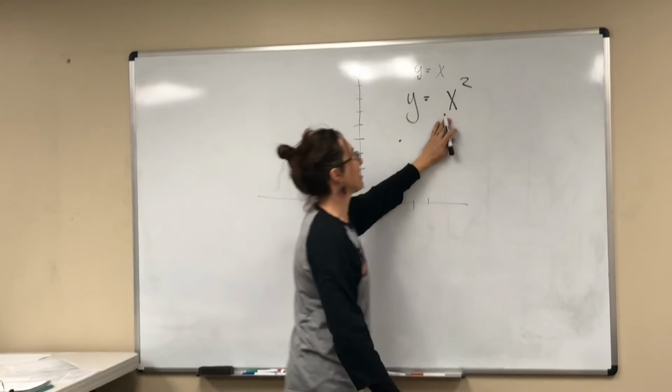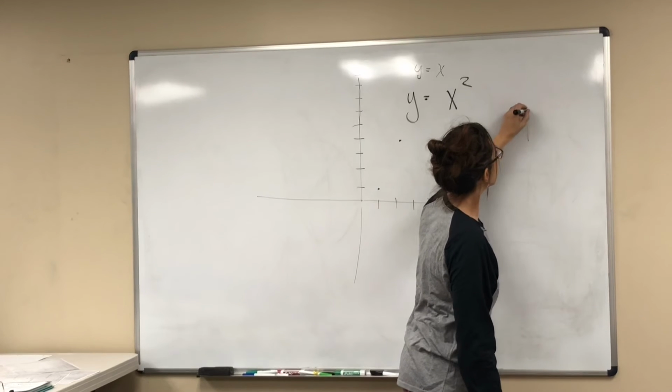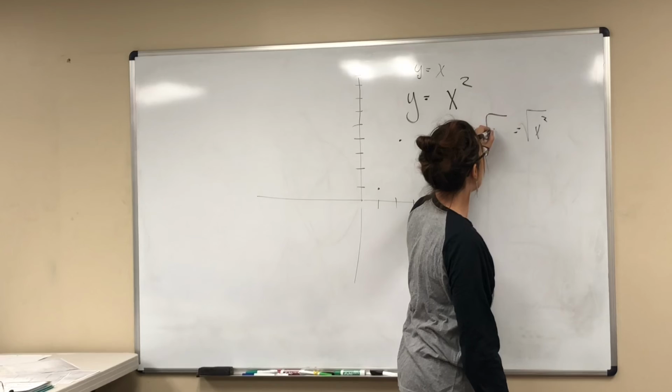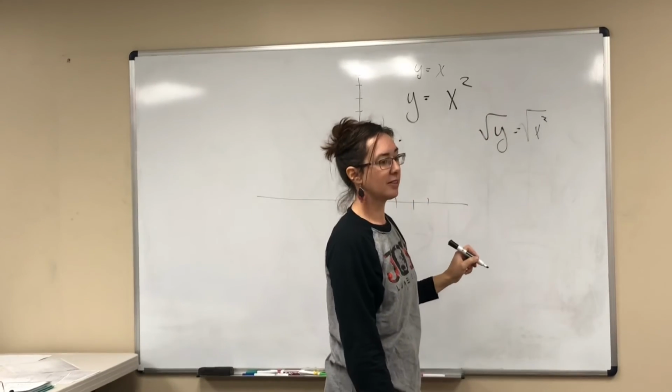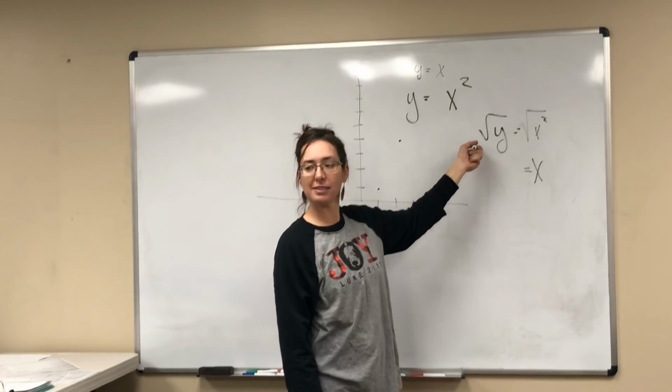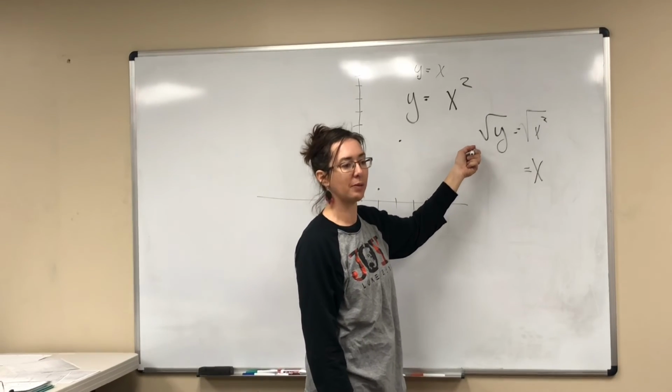Take the square root, exactly. So I would take the square root of x squared, which means I would also have to take the square root of y, correct? So x equals... what happens when we take the square root over here? There was something special that we did.